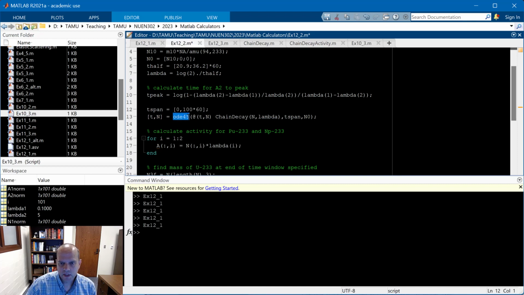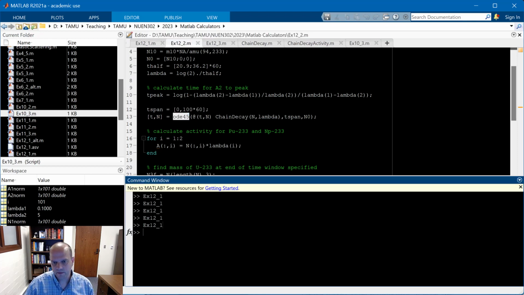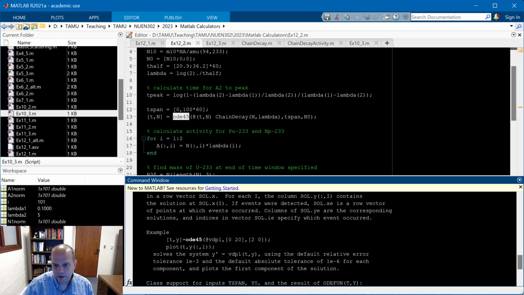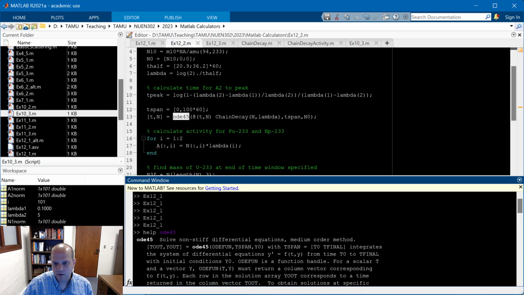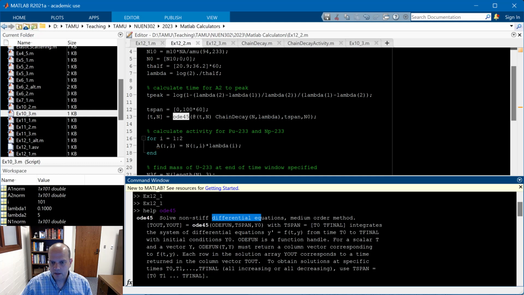And this is the function built in. This is ODE45. And if we type in the help menu here, we can see that this will solve a set of differential equations, and the inputs to those are going to be the actual function that we're evaluating. More on that in just a minute. The span of the time and the initial values, the initial value for each of those.